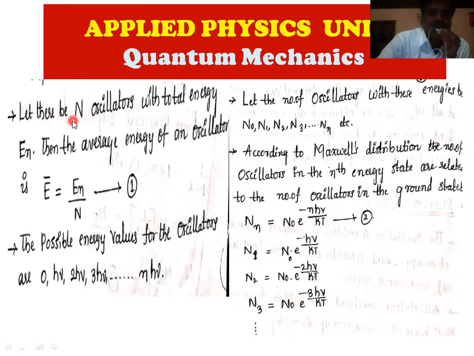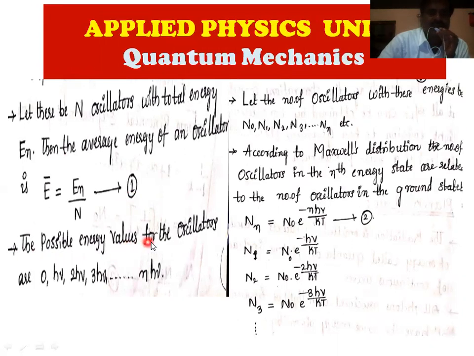Let there be N oscillators with the total energy En. Then the average energy of an oscillator is indicated with E bar. E bar is the average energy of an oscillator, En is the energy of N oscillators, where capital N is the number of oscillators. And this average energy is the total energy divided by the number of oscillators, N.